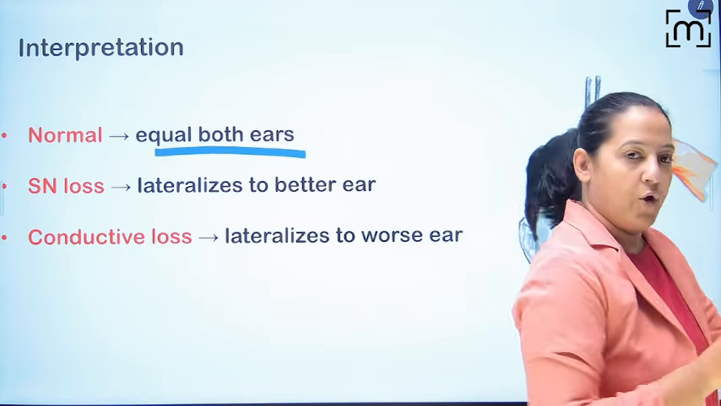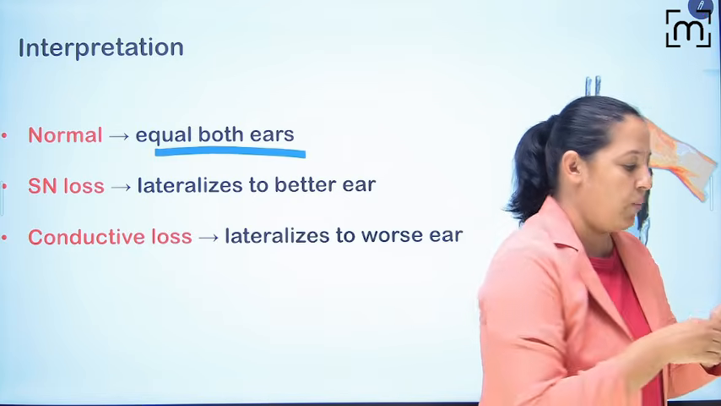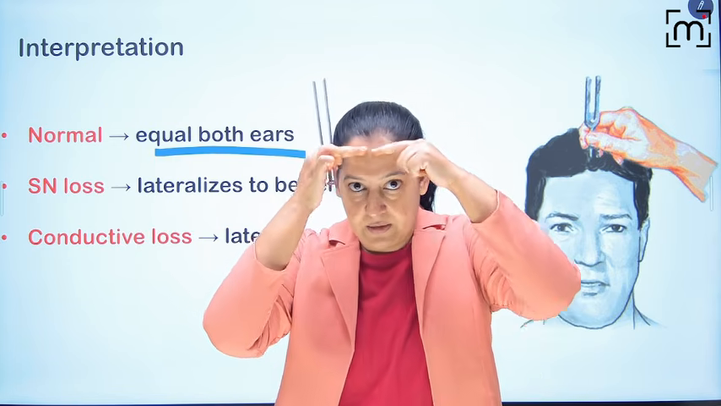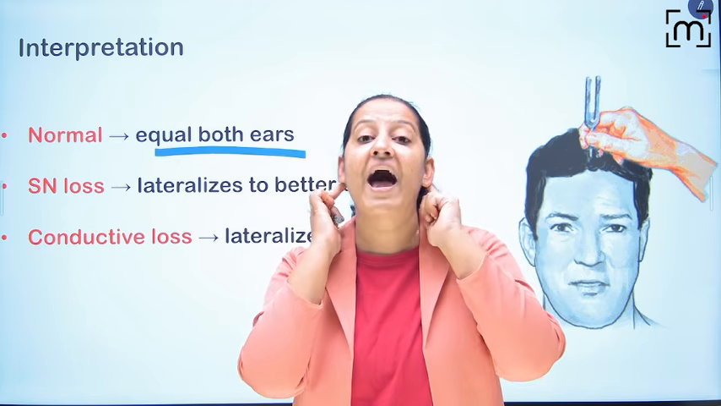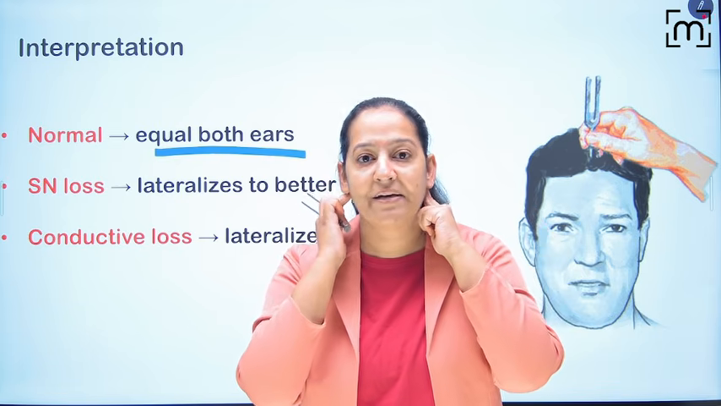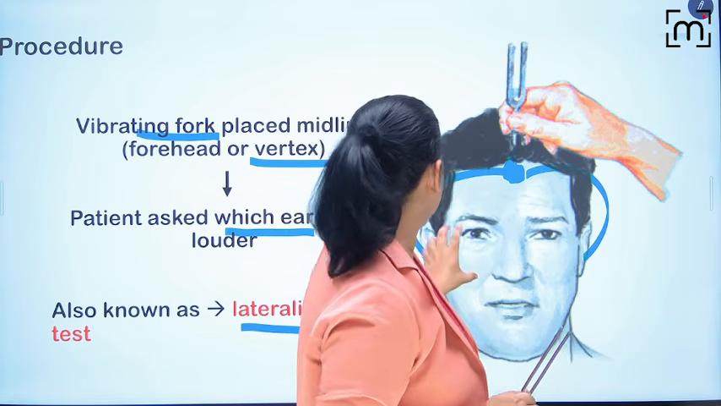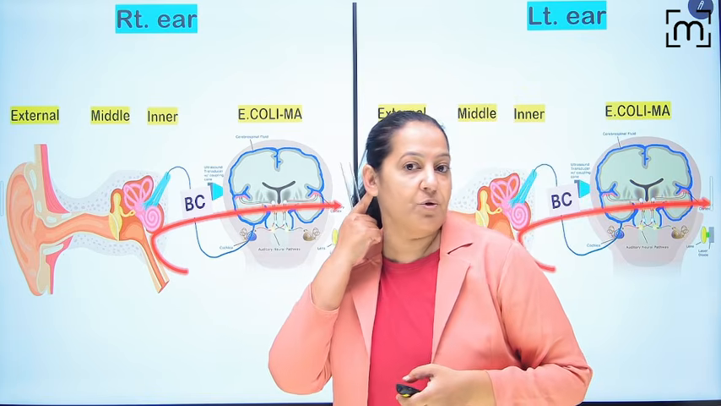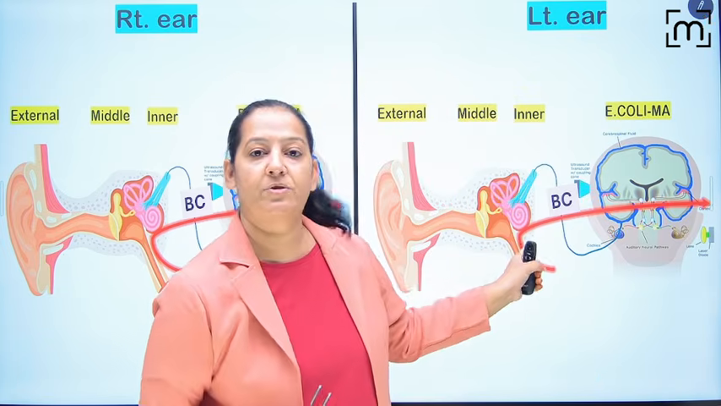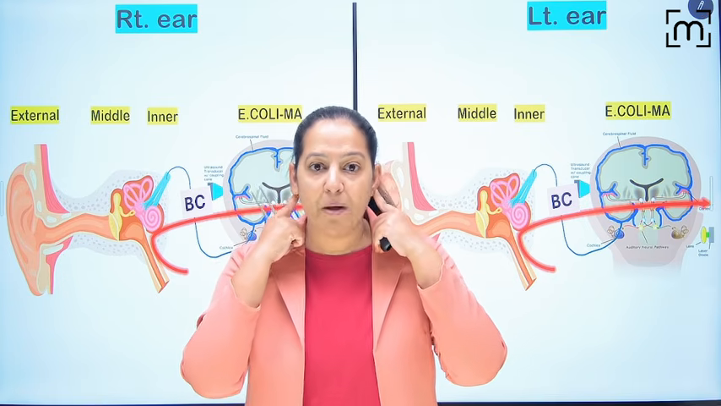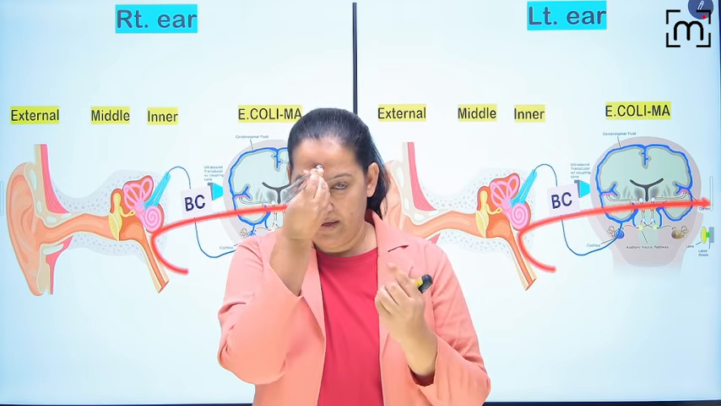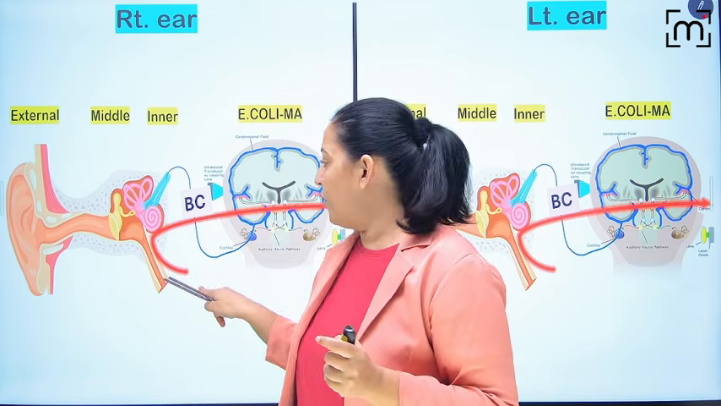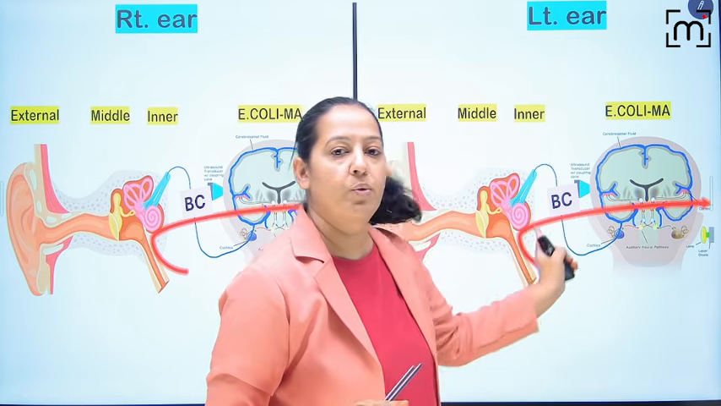So normally, since I'm keeping the vibrating tuning fork over here, you can see the waves are generating. The waves go here, activating my mastoid, of both ears simultaneously. This is the mastoid of my right ear and this is the mastoid of my left ear. See the red lines. The waves are going and activating this mastoid and this mastoid simultaneously. So from here also, from here also.